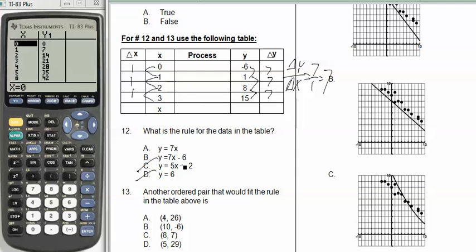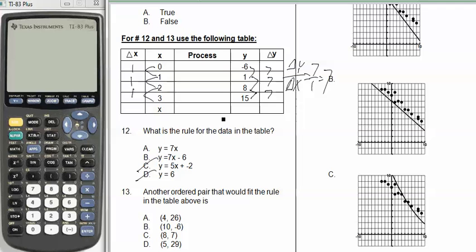And then we need a y-intercept of negative 6. So when x is 0, y is negative 6. Okay, so that's it. Otherwise, it would be 0, 0. So the answer for this one is going to be B.